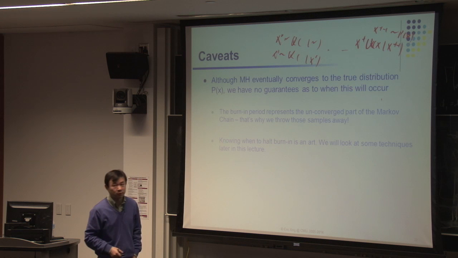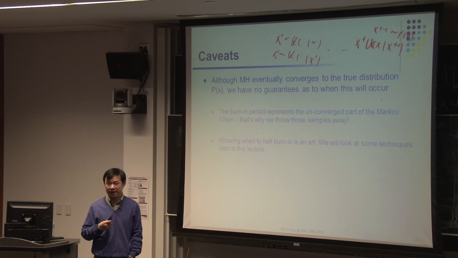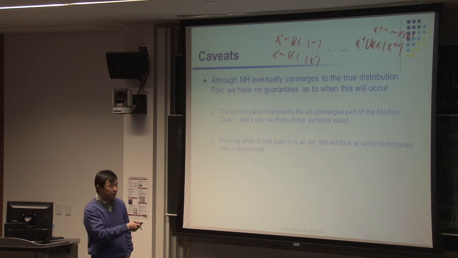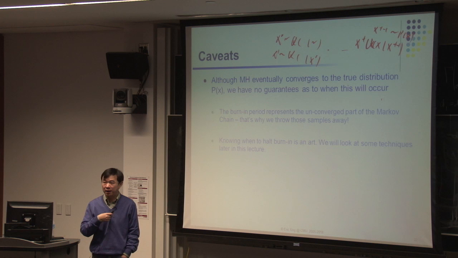Then here, the art kicks in. As an experienced MCMCer, you are just going to try. For me, I typically try 5,000 to 10,000 samples and throw them away. Then I save all the rest of the samples. But later on, I'm going to show you some diagnostic plots to tell you when you should actually start collecting samples and when to stop.